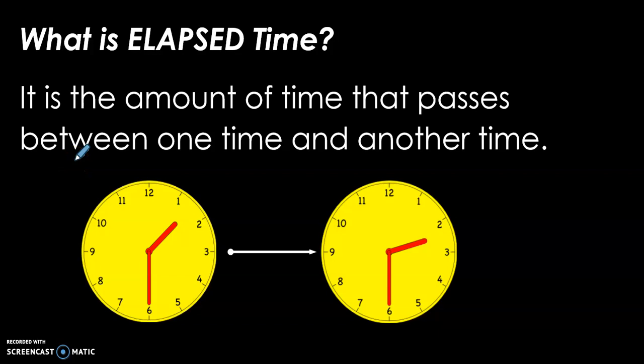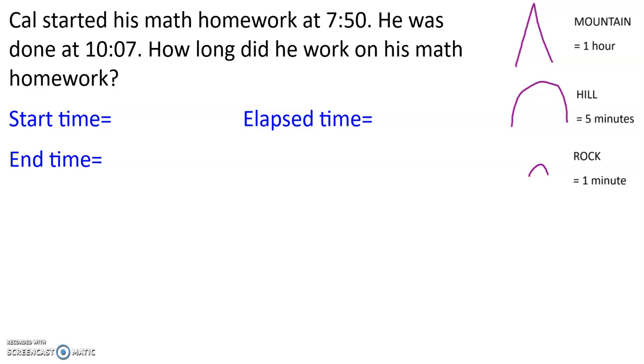But we do get problems that aren't so easy to calculate in our head, and in that case you need to have a strategy to use. So we are going to learn today how to use a number line to work elapsed time problems. Let's look at this problem. Cal started his math homework at 7:50. He was done at 10:07. How long did he work on his math homework?